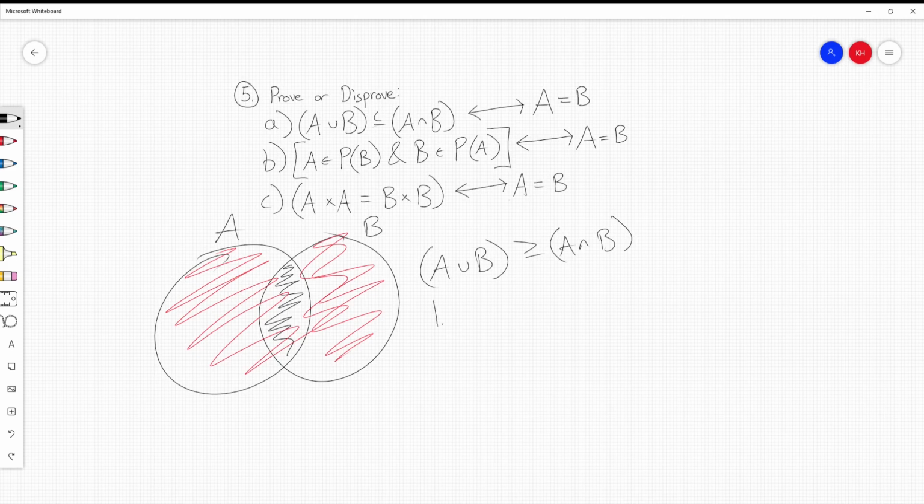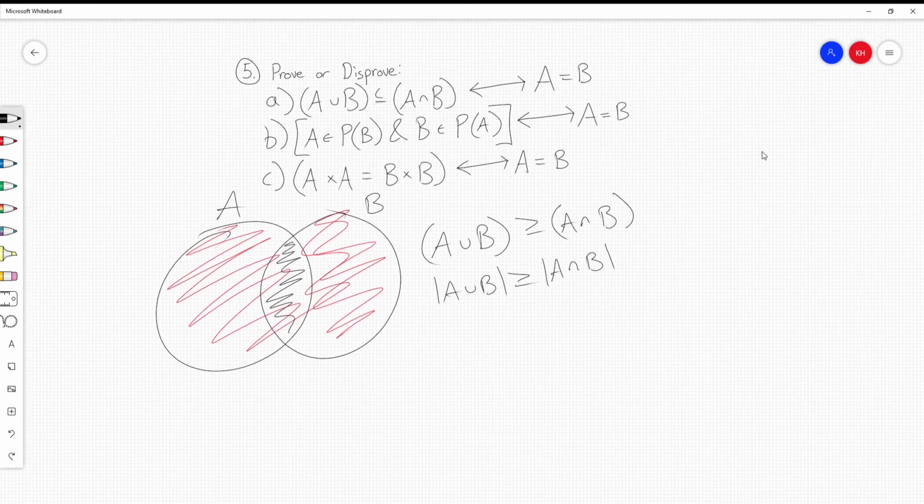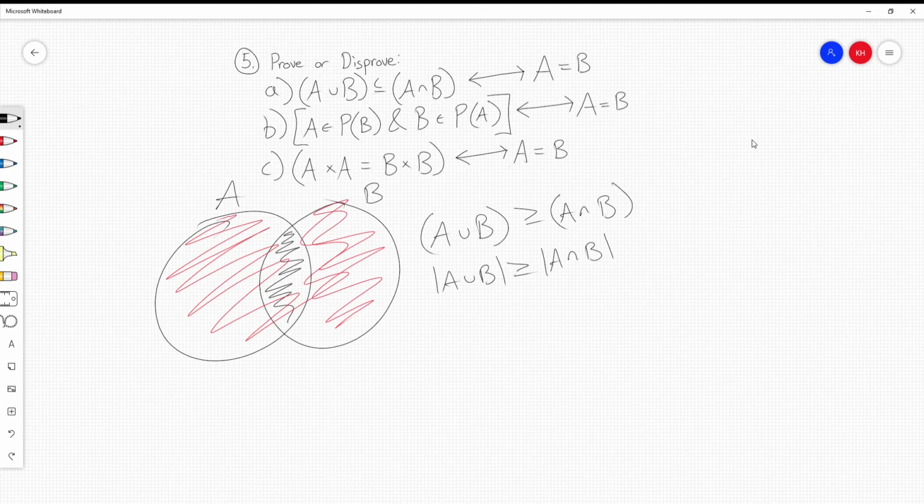But the cardinality of A union B is usually greater than or equal to the cardinality of A intersection B. The reason the equal to is there is because of this specific reason, for the problem A here. Now, we have to prove both ways, because it's implying both to the left and to the right. So I'm going to do right to left first.